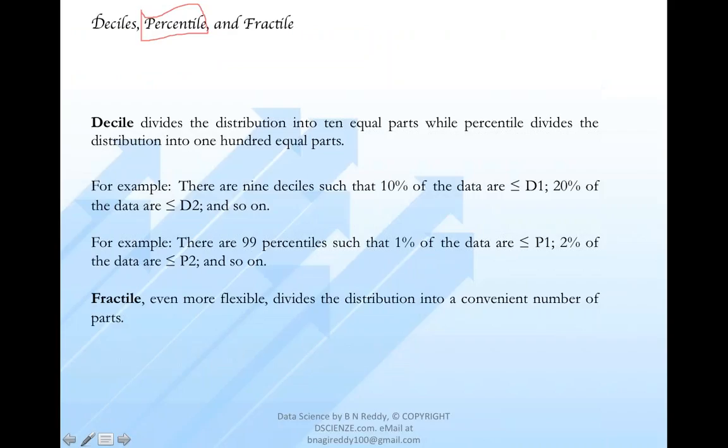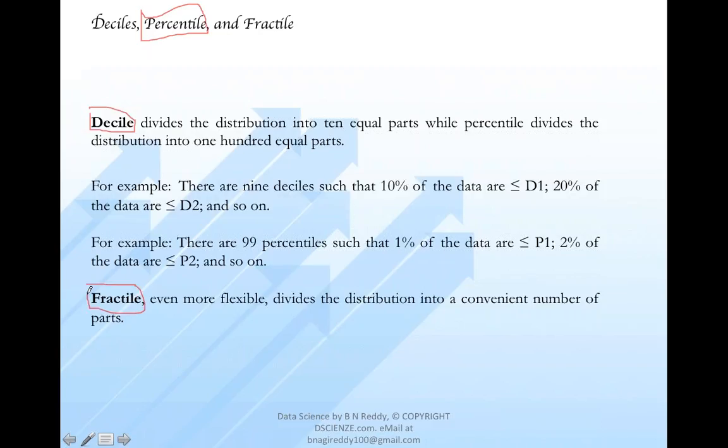Got it. So this is how we can use the percentile here. And what is meant by fractile? Here we just went through decile, and fractile is even more flexible, dividing the distribution into a convenient number of parts. For example, decile divides the data set into 10 parts, but if you don't want that, percentile divides the data into 100 parts, each 1%. And fractile depends upon your requirement, how you want to divide your data.